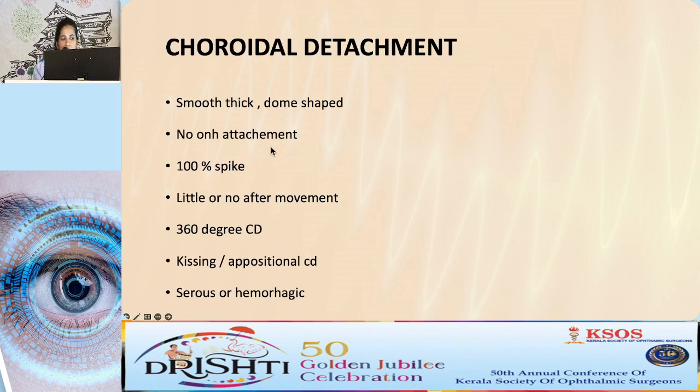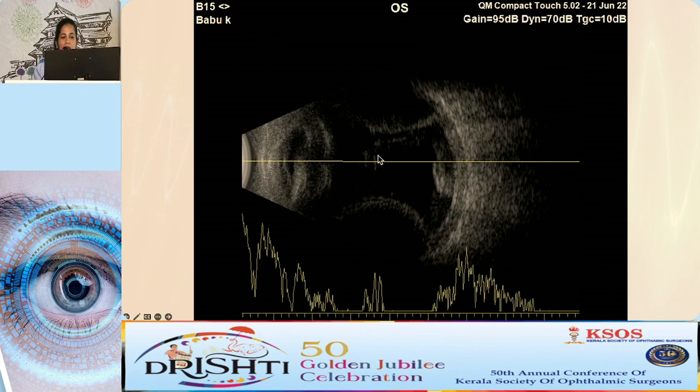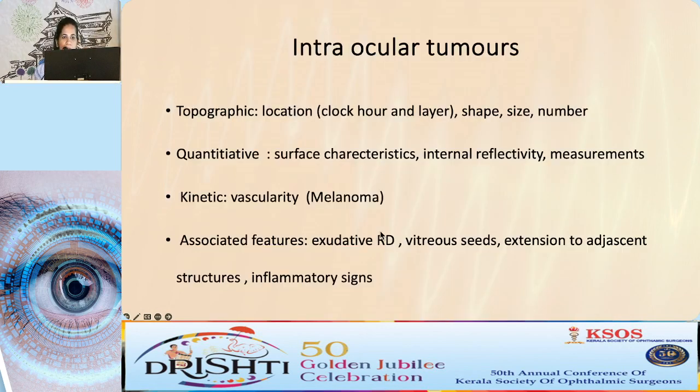They don't have an ONH attachment, and they have an RD with 100% spike and low mobility. Sometimes the patient can have 360-degree CD and kissing choroid. And sometimes the choroid can be serous or hemorrhagic. If a case like this is given for your exam, you can explain that there is a membranous echo with a high spike, not extending up to the posterior pole, seen in the periphery, and the internal echoes are non-echogenic or hyper-echogenic, which is suggestive of a serous choroidal detachment.